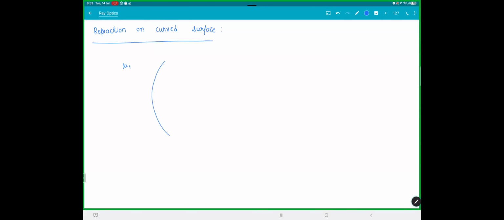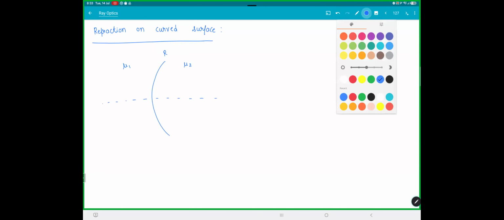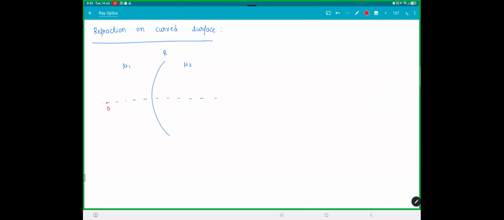So let's say we have mu1, we have mu2, and this is the radius of curvature R. So it's a curved surface. So on the left and right side, the medium is different. So the object's light rays would hit the surface. They might meet here.